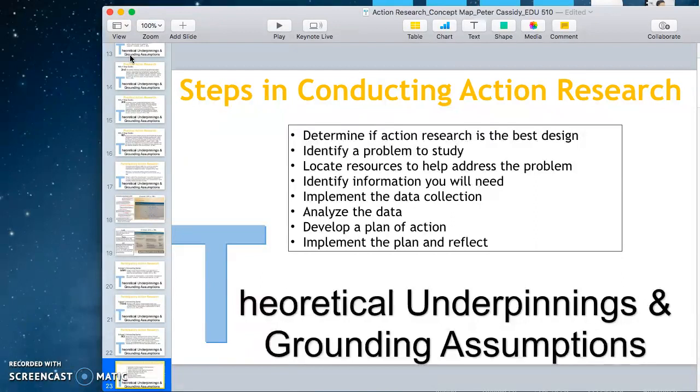So first, you want to determine, is it the best design for what you want to do, for the problem that you've identified? You want to study a specific problem. Is action research the best design? Of course, you want to locate resources to help address the problem: lit reviews, collaborating with people, asking people who are maybe experts in the field if they can help. You'll also identify information you will need.